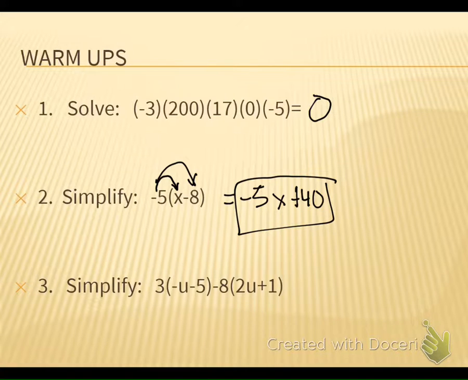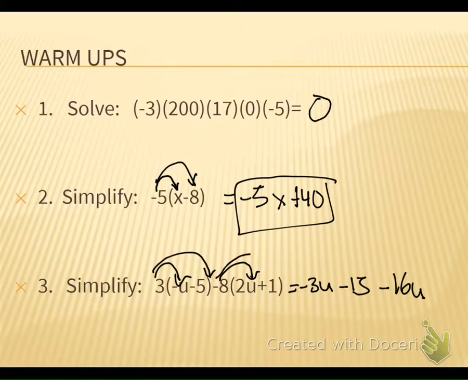And then after that, we got 2 times. We're going to do that distributive property. So our first one, we have 3 times -u. What does that give me? -3u. 3 times -5 is -15. Then we have a -8 times 2u, which is -16u. -8 times 1 is -8.